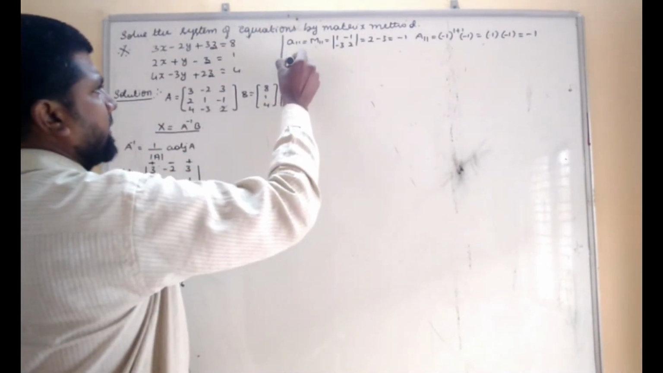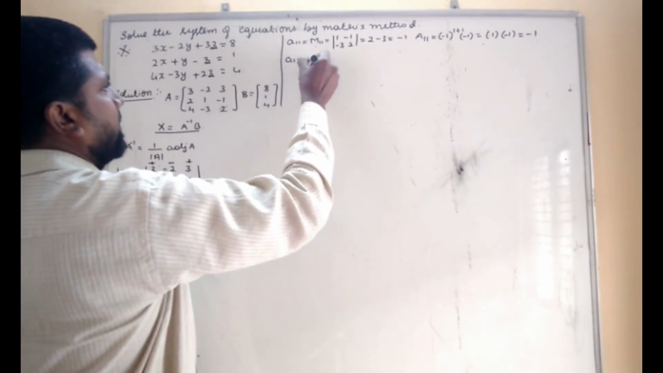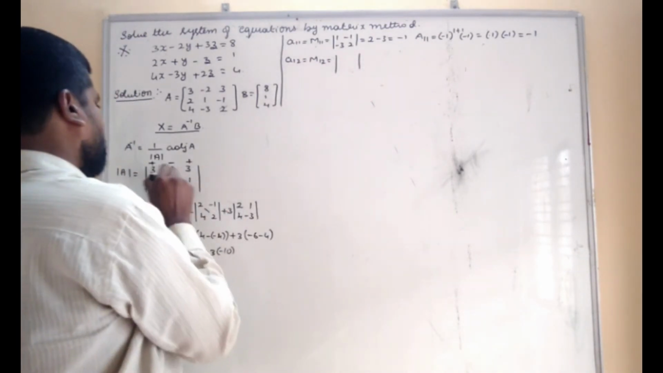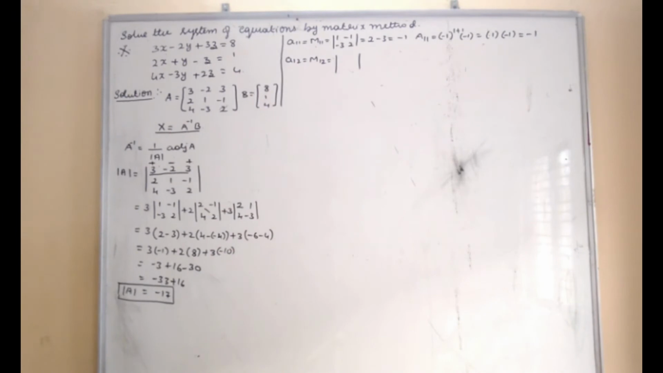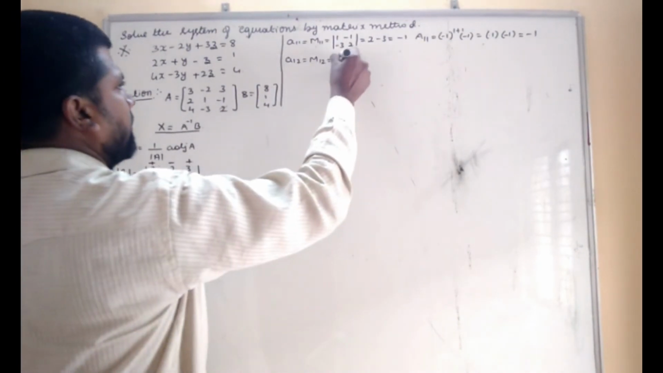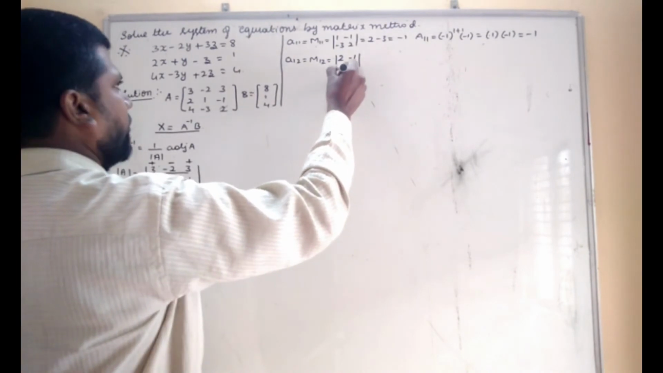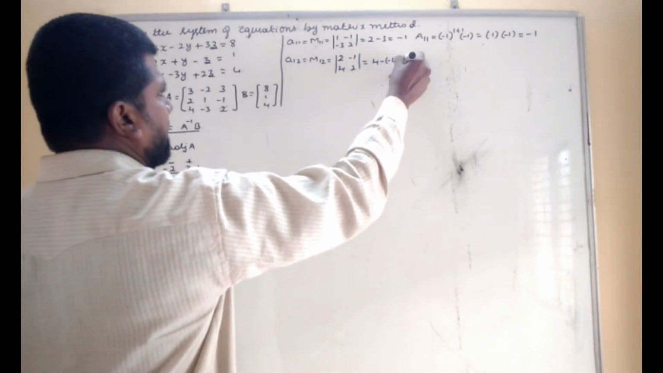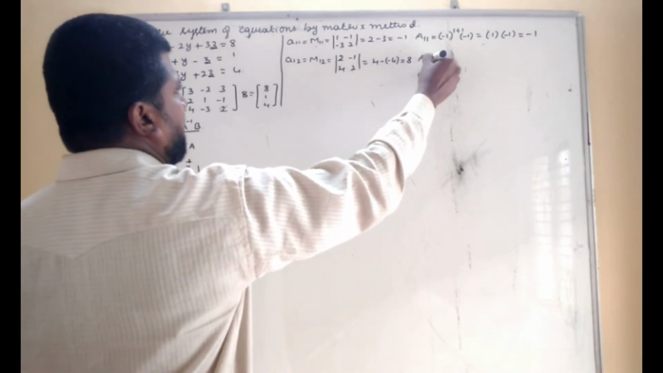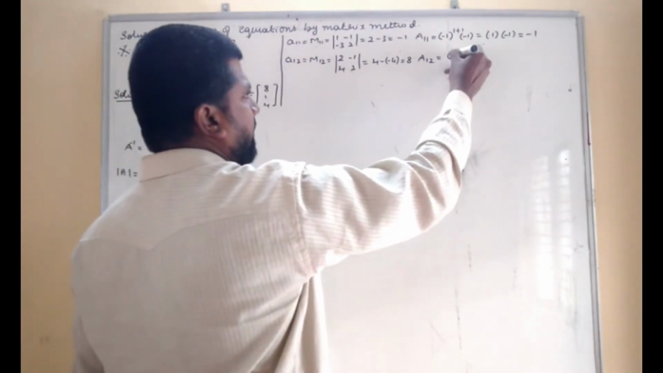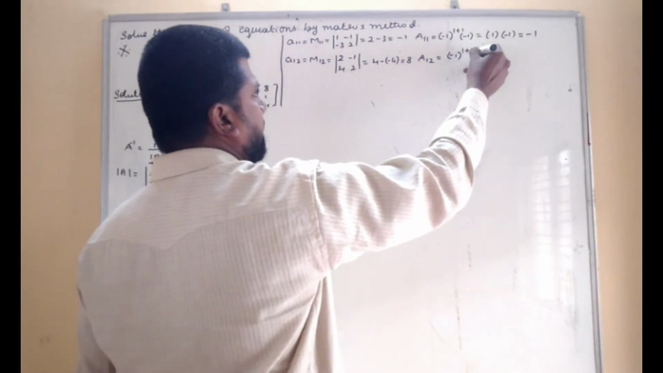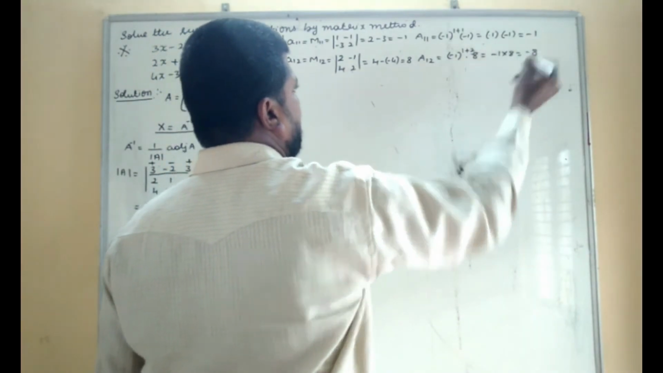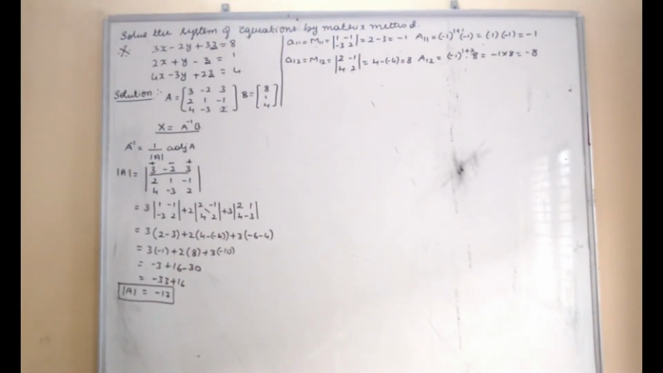So let us go for the next one. A12 means M12. M12 lies in the second column and the first row, so 2 minus 1 4 2, that is equal to 4 minus of minus 4, that is equal to 8. So A12 is equal to minus 1 whole to the power of 1 plus 2 into 8, that is equal to minus 1 into 8, that is equal to minus 8. So we got the cofactor of A12.